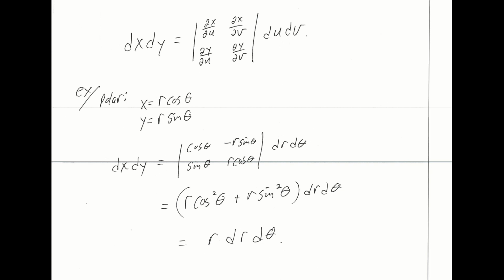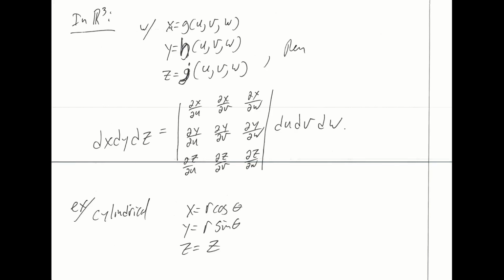That means that dx dy should be, here I'm taking the partial of x with respect to r to get cosine theta. Here's the partial of x with respect to theta. Here's the partial of y with respect to r, and y with respect to theta. If I actually compute that determinant, I'm multiplying down the main diagonal, subtracting off the product of the off-diagonal entries. I get r cosine squared plus r sine squared, factor the r, simplify, and I've got r dr d theta. So this expression comes from the change of variable formula.